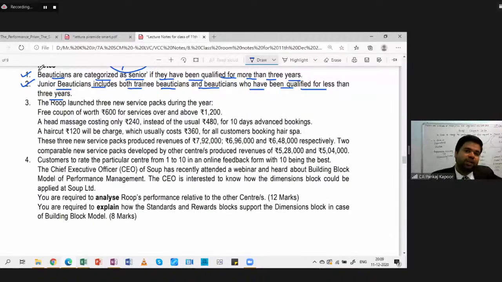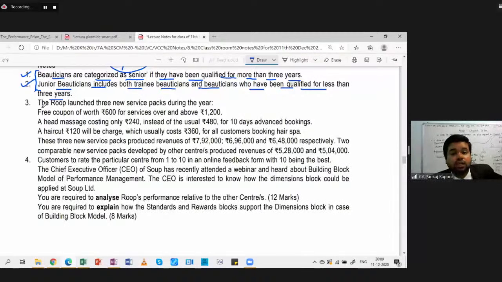Okay. So this point is relevant from the perspective of which block? From the perspective of the standard block, that the target shall be based upon equitable ground, the fairness.